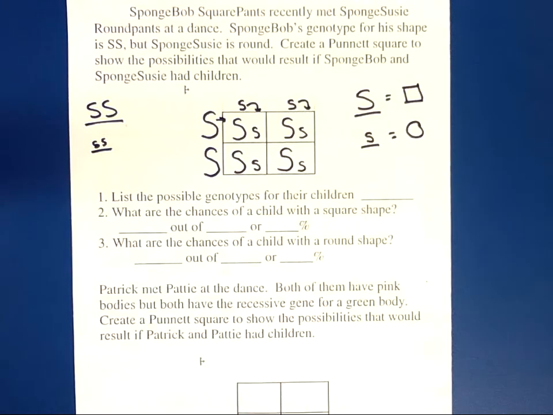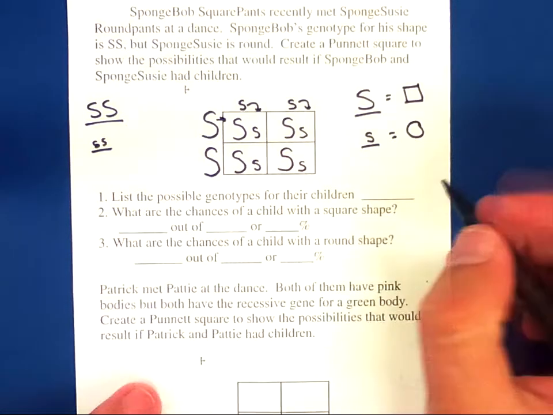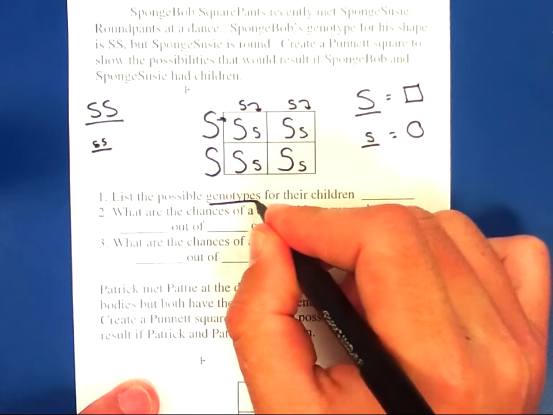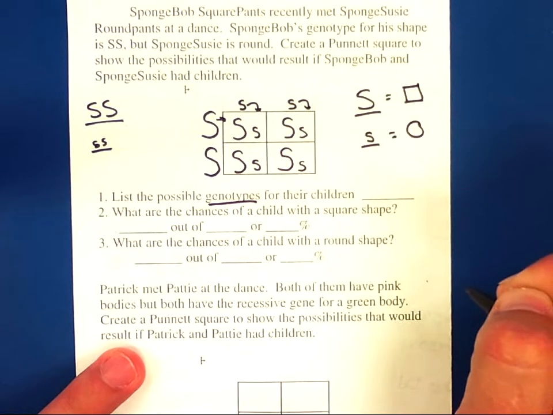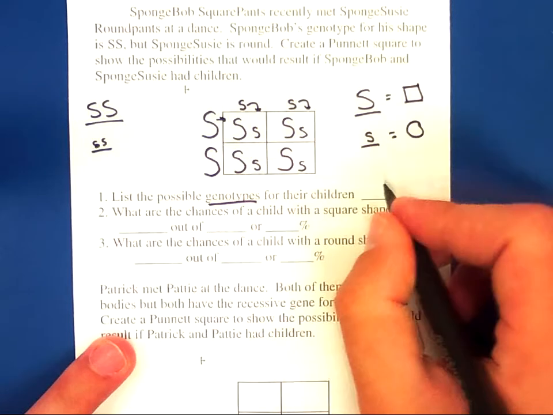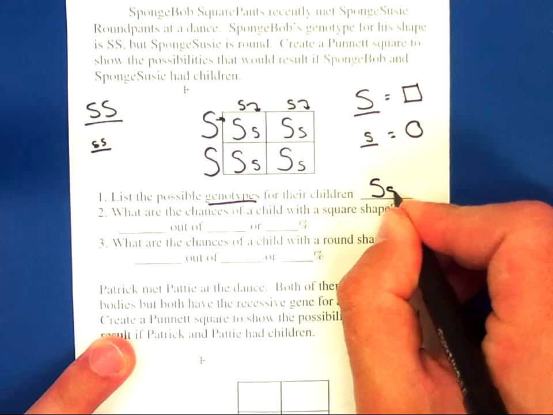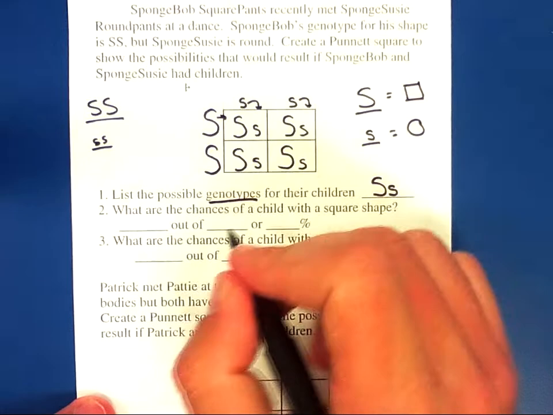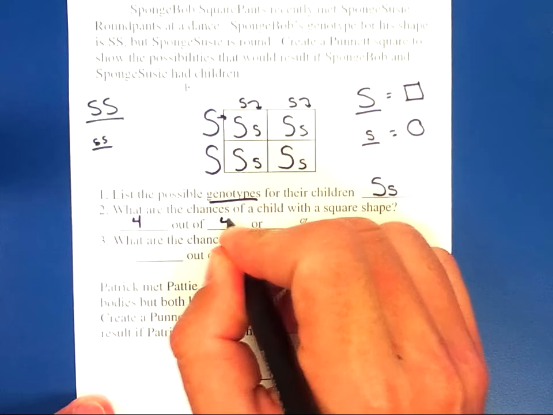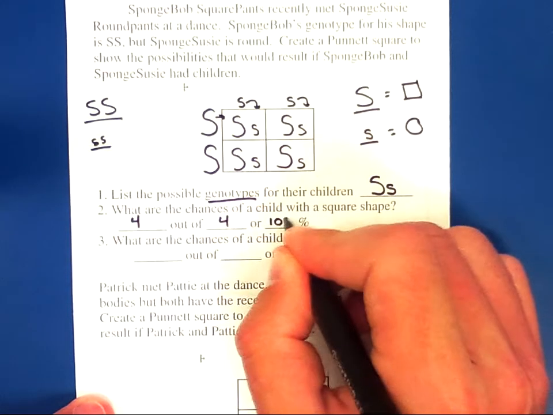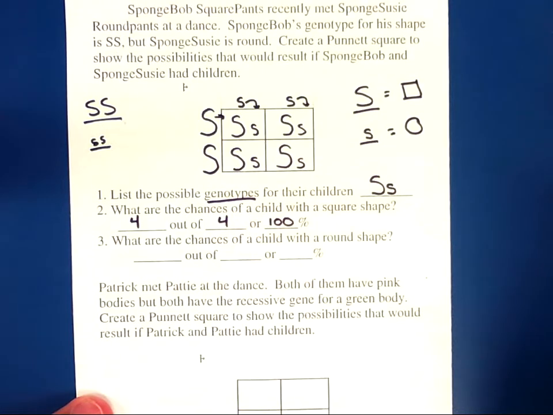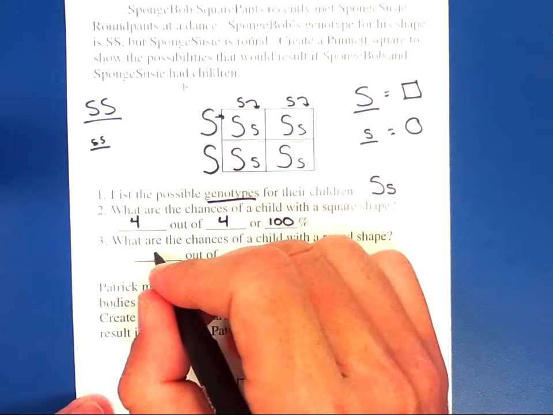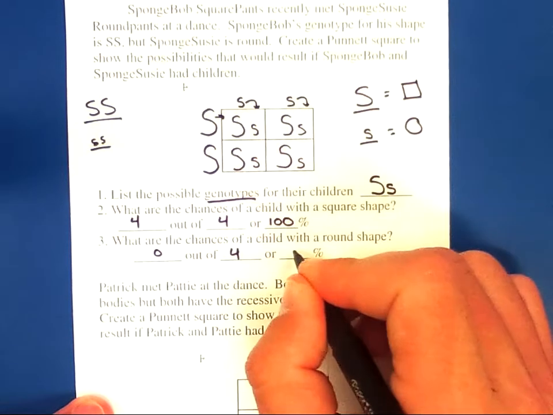So what are the possible genotypes for their offspring? Square, because all of them have a dominant trait. So what are the genotypes? Heterozygous. They're all heterozygous. So what are the chances that they'll be square? 100. So 4 out of 4 or 100%. What are the chances they'll be round? 0 out of 4 or 0%.